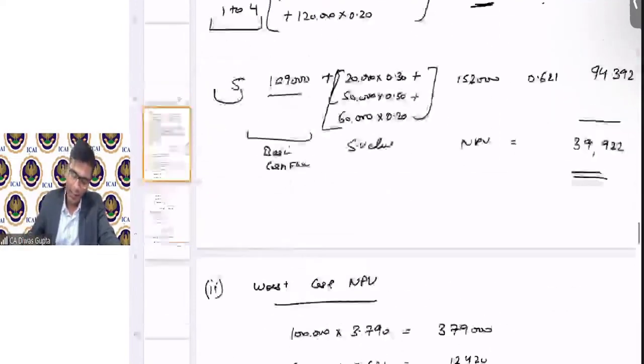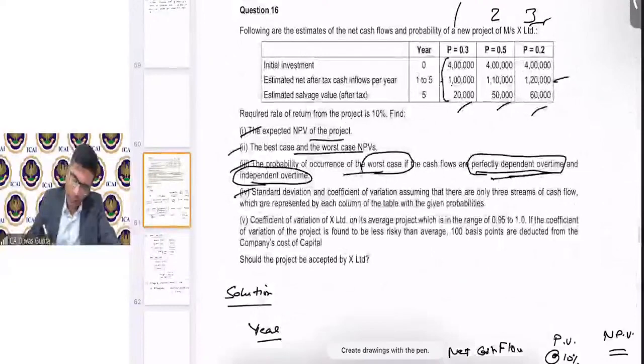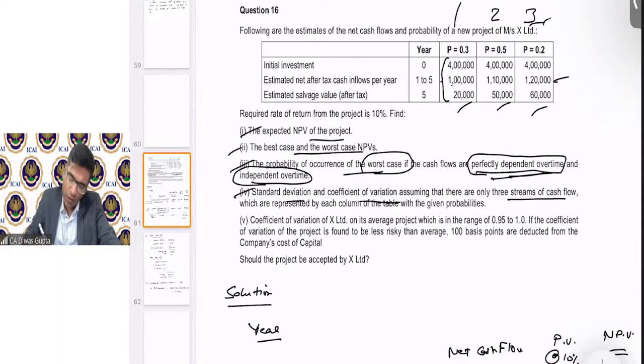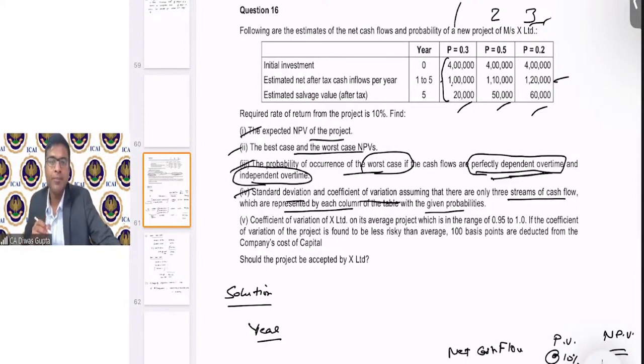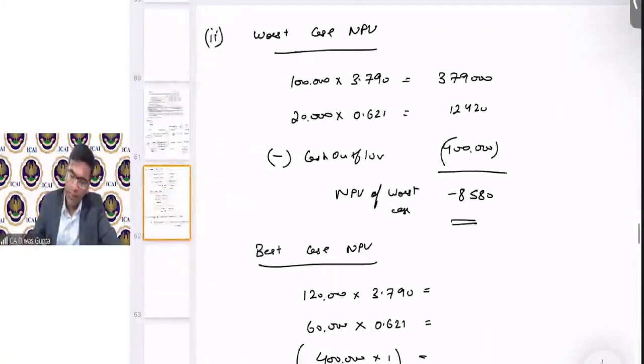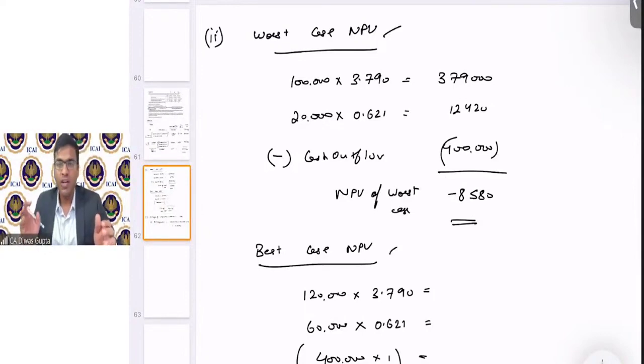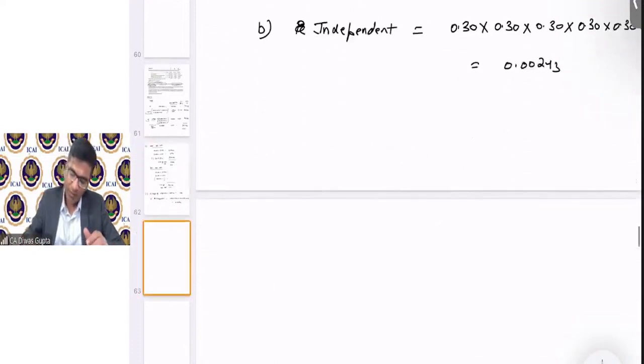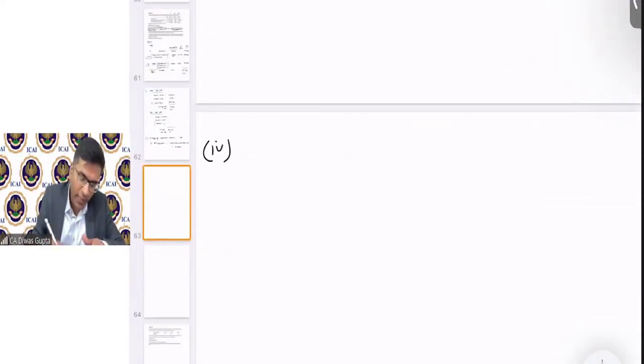Now, the next part is standard deviation and coefficient of variation, assuming that there are only three streams of cash flow, which are represented by each column of the table with the given probabilities. Okay, so now we are required to calculate the standard deviation. So students, in this case, we have already calculated the worst case and the best case NPV. So we have to calculate the base case NPV, the middle case NPV. Then we are good to go with the calculation, right?